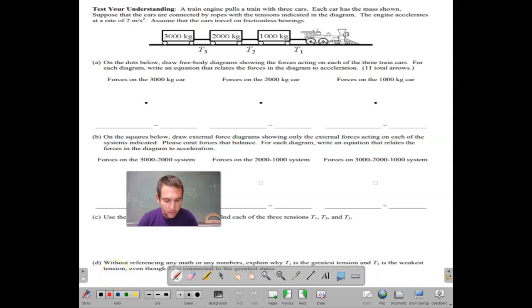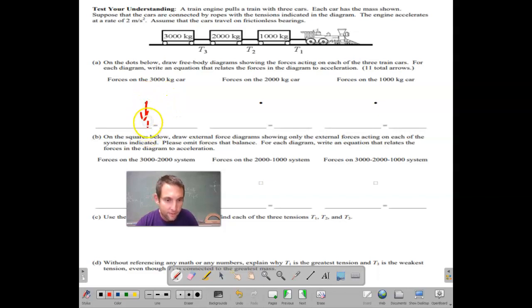About this train. Lots of parts to this train. All right, so I'm not going to read the question because there are lots of parts. So we're going to have to move through this if I want to fit it into one video. All right, so we have the forces on the 3,000 kilogram car.